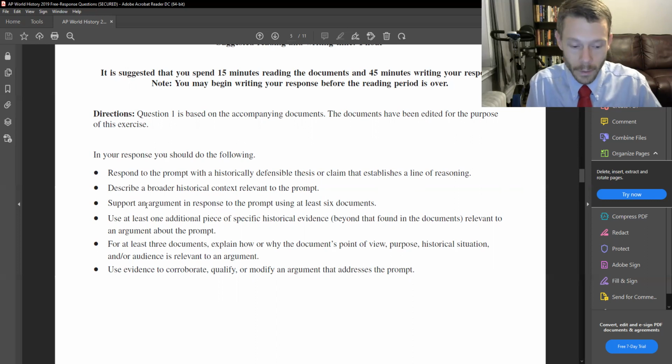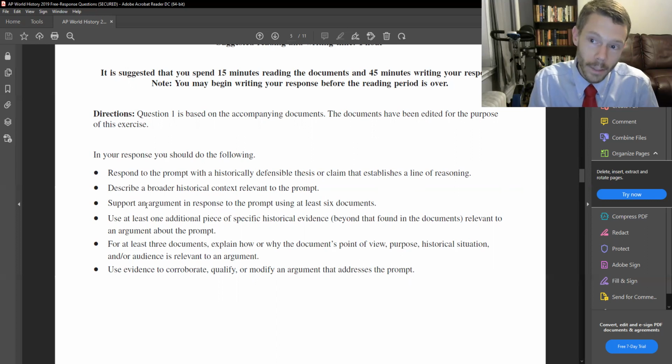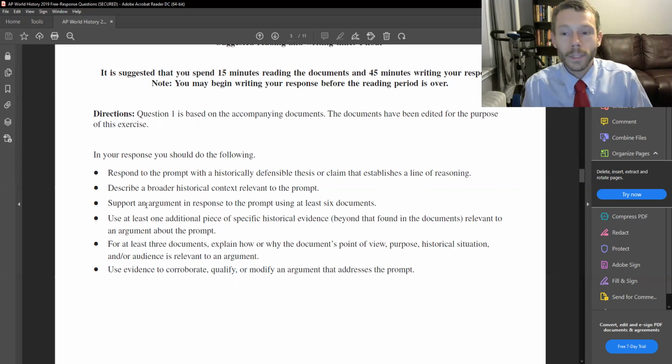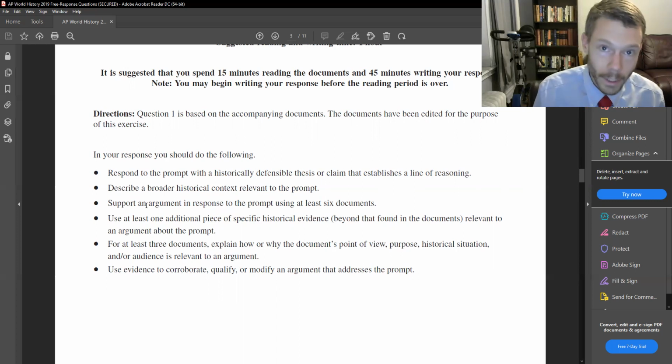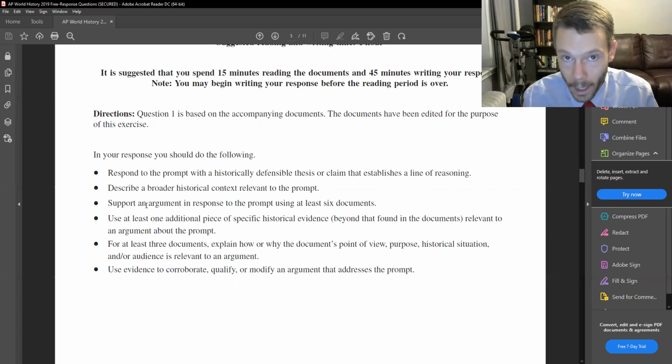So for example, if you're looking at the role that the Portuguese had in the spice trade or the role that they had in other products being exchanged, that could in fact be relevant outside information. For at least 3 of the documents, you should try to engage in sourcing. Now, I recommend my students try to do sourcing for every document, but sometimes that can be really hard when you only have 45 minutes to write the essay.